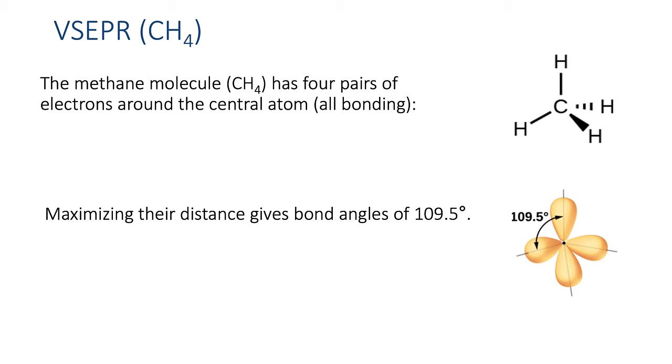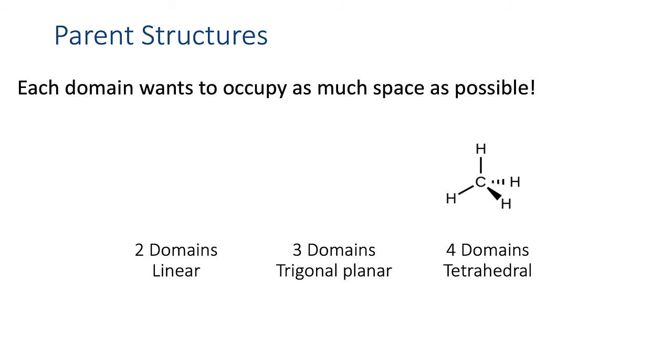And if we were to connect all of these hydrogens, it would sit kind of like a triangular prism, right, with equilateral triangles on each side. So keep in mind, right, that each domain wants to occupy as much space as possible. And so when we have 4 domains, we're going to be based on this tetrahedral geometry, which we just saw with our methane molecule.